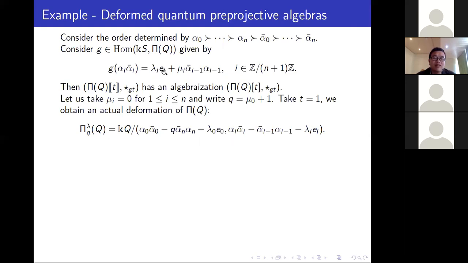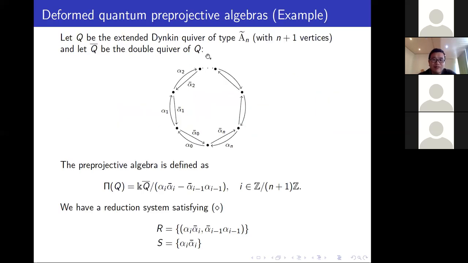So here we have a lambda I, because this lambda I corresponds to the PBW deformation, right? Because the length of E_I is strictly smaller than S, alpha_I bar. But using this admissible order, we also get this mu I, because the length of alpha bar_{I-1}, alpha_{I-1} is smaller than this one. Strictly smaller, right? And so this G satisfies the length degree condition.